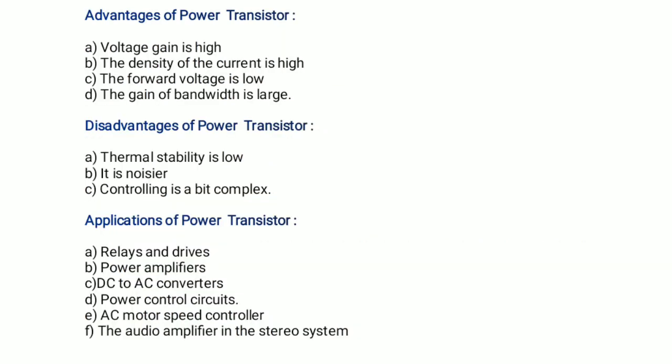Now here are the advantages of power transistors. First, the voltage gain is high, the current density is high, the forward voltage is low, and the gain bandwidth is large. But we also have some disadvantages of power transistors. Their thermal stability is low, they are noisier, and controlling the power transistor is a little complex. For its operation, we have to take care to use heat sinks.